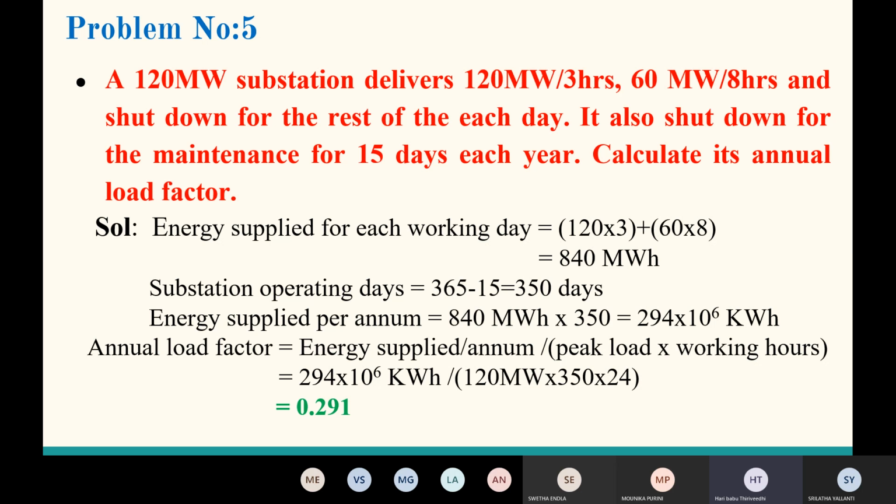We don't bother about that. So take a table with 2 columns, load in megawatt and time in hours: 120 and 60 in load, 3 and 8 in time. Now we can easily observe what the maximum demand is. The maximum demand is 120 megawatt, right? So below that table, write down maximum demand or peak load equal to 120 megawatt.